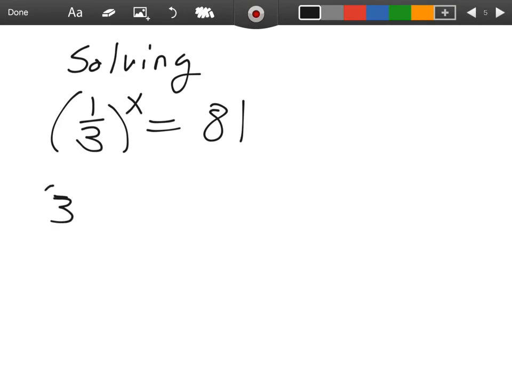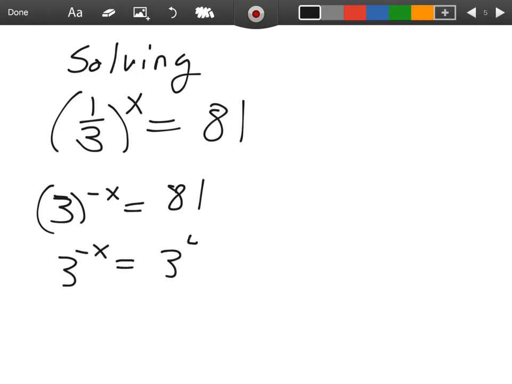So I can say that 3 to the negative x is the same thing as that. But then 81 can be 3 to the 4th power. And that's just something that you kind of have to be good at arithmetic to recognize. But you can play with it on the calculator and get that. But at this point, you can say negative x equals 4 or x equals negative 4.